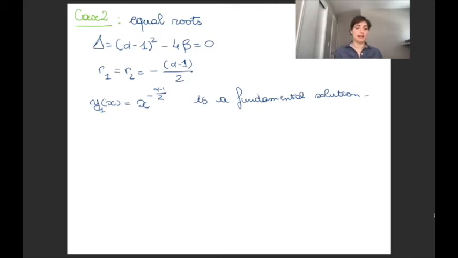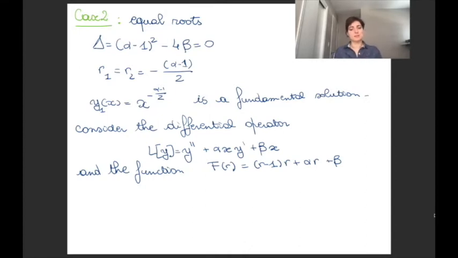So obviously, x to the power minus (alpha minus 1) divided by 2 is a solution of our ODE. Are we able to find another one? Now we have looked at order reduction, but it's not the approach we're going to be using here. Instead, we want to look a bit, squinting our eyes, at the differential operator we have introduced.